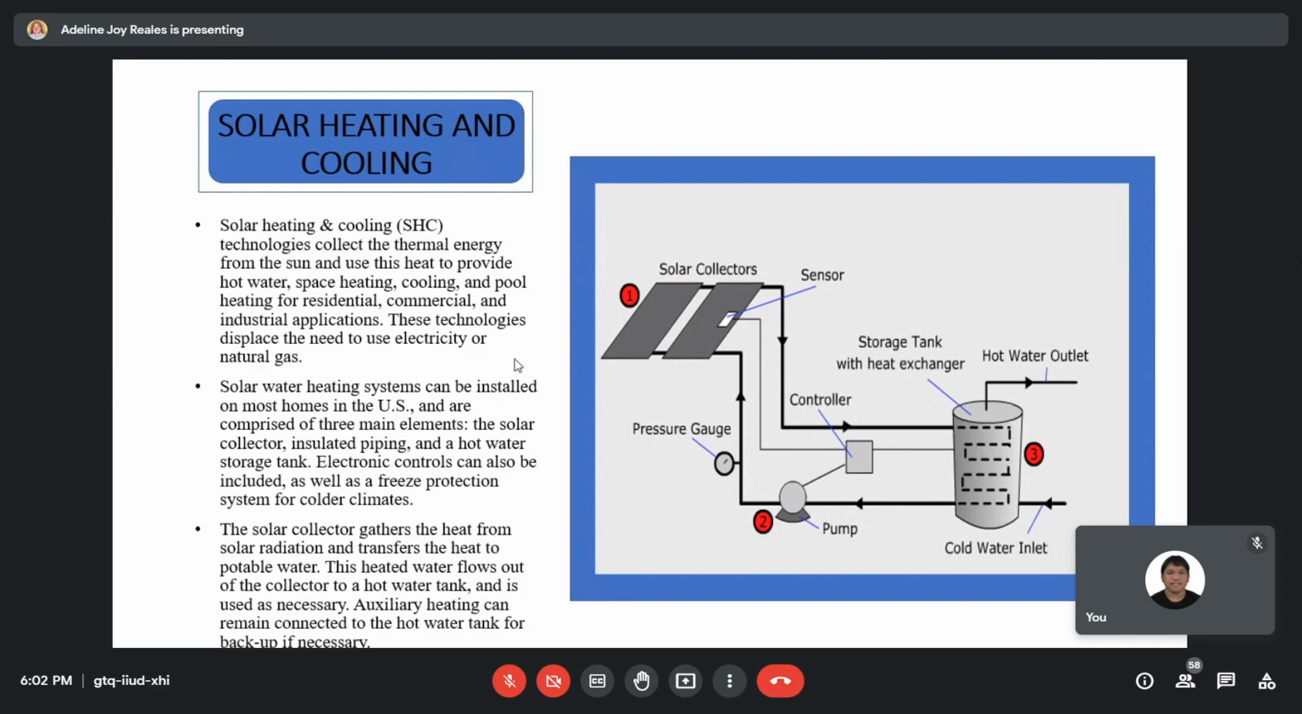Solar water heating systems can be installed on most homes in the US and are comprised of three main elements: the solar collectors, insulated piping, and a hot water storage tank. Electronic controls can also be included, as well as a freeze protection system for colder climates. The solar collector gathers the heat from solar radiation and transfers the heat to potable water. This heated water flows out of the collector to the hot water tank and is used as necessary. Auxiliary heating can remain connected to the hot water tank for backup if necessary.